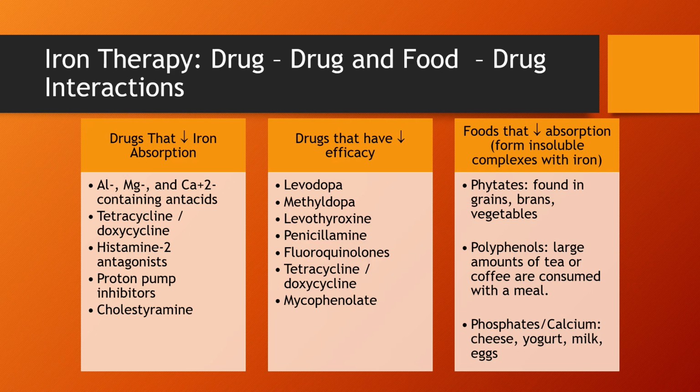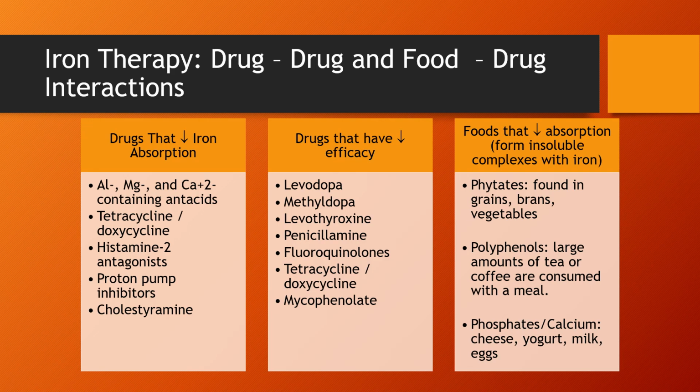H2 antagonists and proton pump inhibitors can also decrease iron absorption because iron needs an environment of acidity to be absorbed well. There are also drugs that may have reduced efficacy when given with iron, including levodopa and methyldopa, your levothyroxine, penicillamine, a few antibiotics and fluoroquinolones, and doxycycline, as well as mycophenolate.